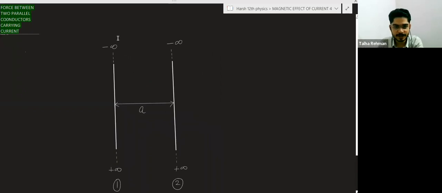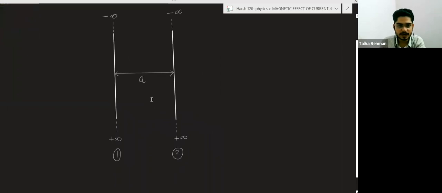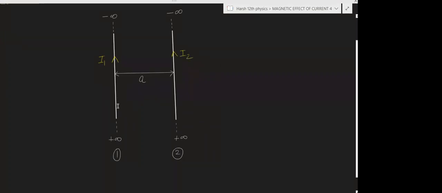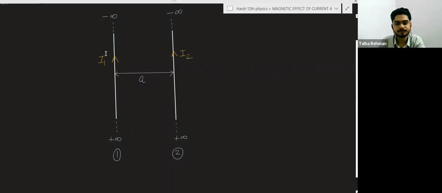So you see here are two conductors. This is one conductor, and this conductor is a long conductor, infinitely long. And this is another conductor. This conductor is also infinitely long, and d is the distance between the two conductors. So you can say here in this conductor the current is I1. In this conductor the current is I2. And the magnetic field for conductor 1 is inwards.